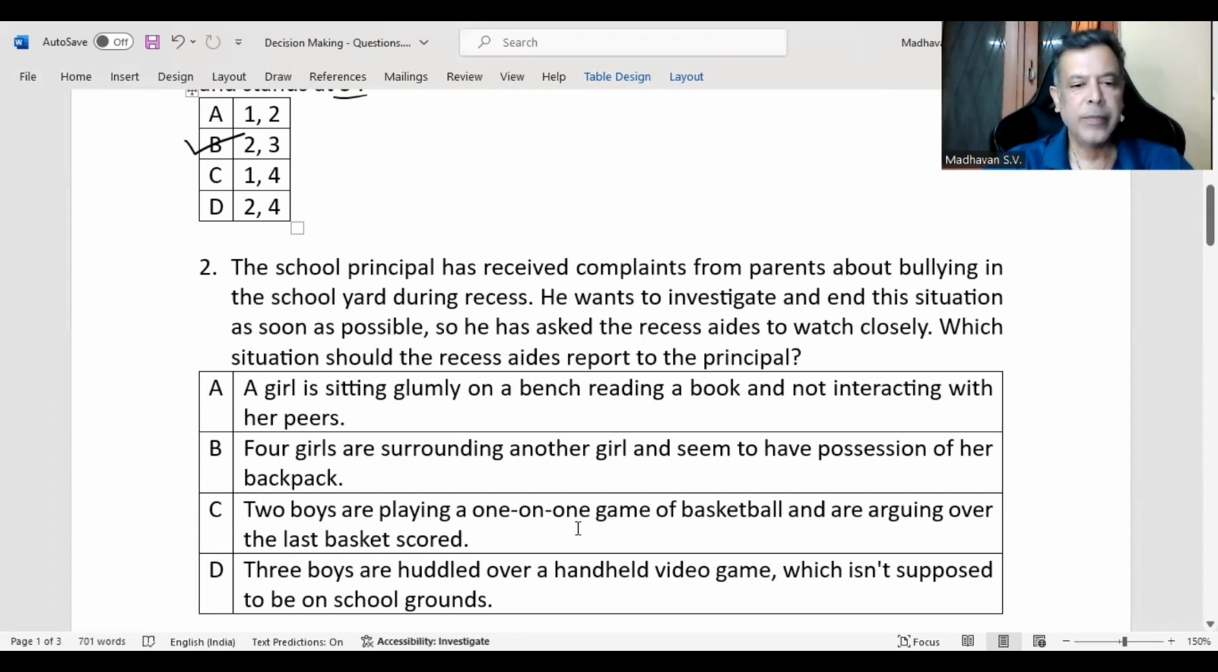It is not bullying. The fourth one, 3 boys are huddled over a handheld video game which is not supposed to be on school grounds. Again, it is something not allowed on school grounds, but it is definitely not bullying. So among all these, option B matches the situation being explained, a bullying situation. So the right answer is option B.